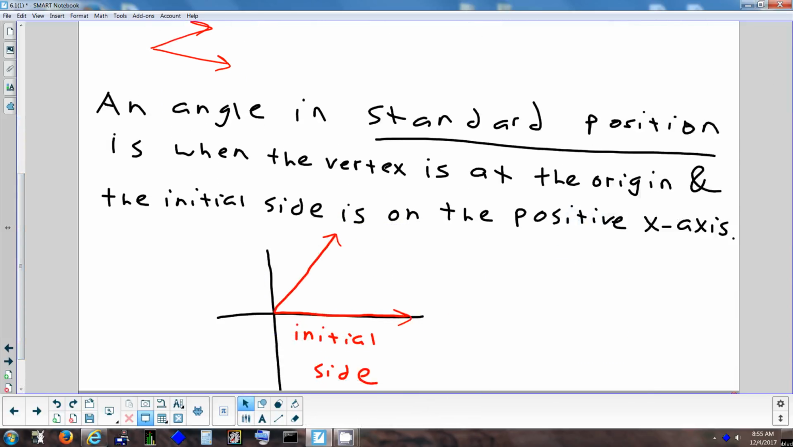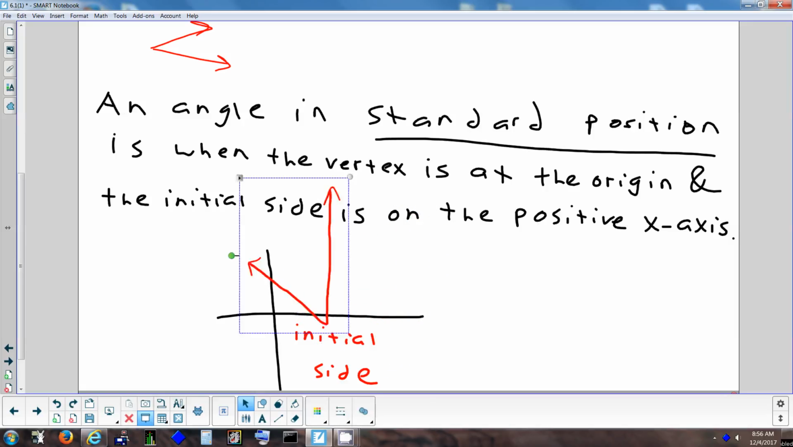Okay, so two things have to happen. Vertex at the origin, initial side on the positive x-axis. If I put the angle like that, is that in standard position? No. Why? What's wrong with it? The vertex isn't at the origin. Yeah, the vertex in that case is not at the origin.